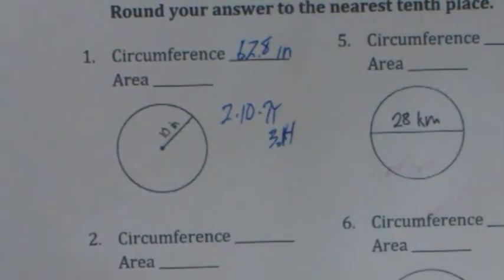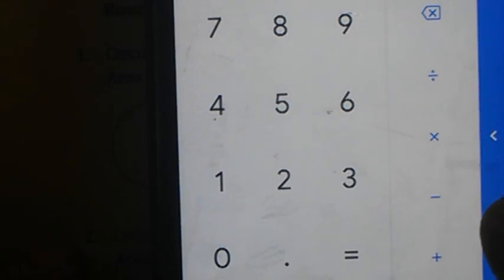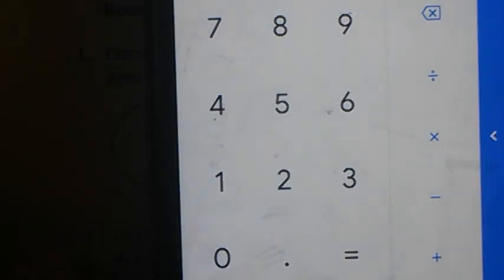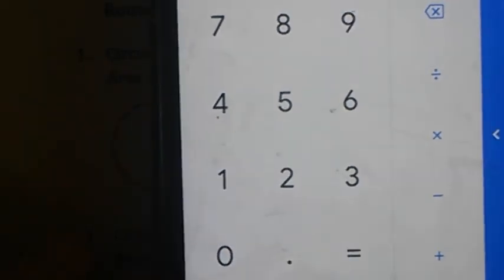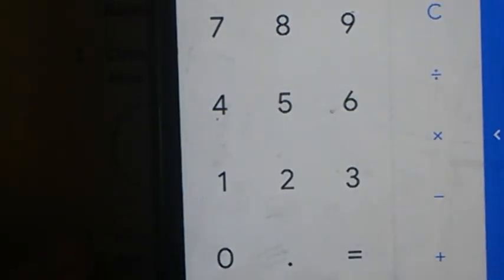Okay. Now, one thing I want to show you on my calculator. Here's my calculator. So I could do 10 times, I said 2, right? Because I want 20 actually. I want the diameter, times 3.14, which is pi, and that gives me 62.8.